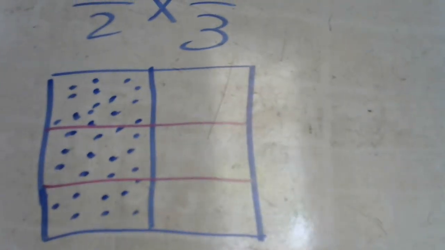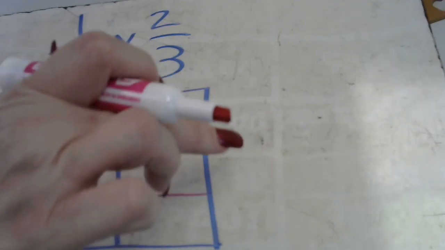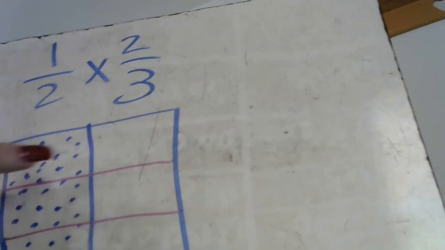So I'm going to get a different colored marker to use with you guys, and we are going to split the model horizontally into 3 equal parts. Okay, so I split it into 3 parts. You guys see that? 3 equal parts. That's the pink lines, okay? So I've got 1/3, 2/3, 3/3.